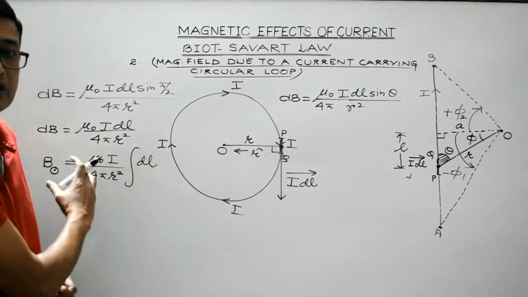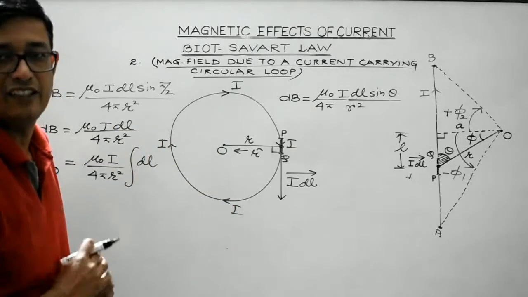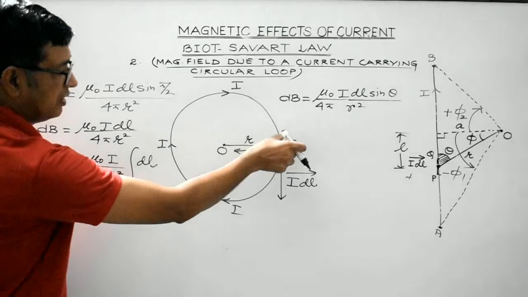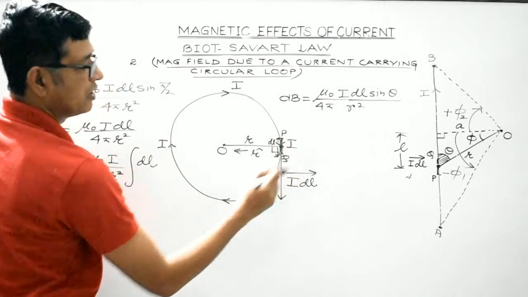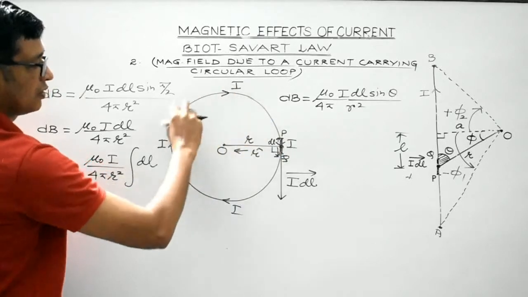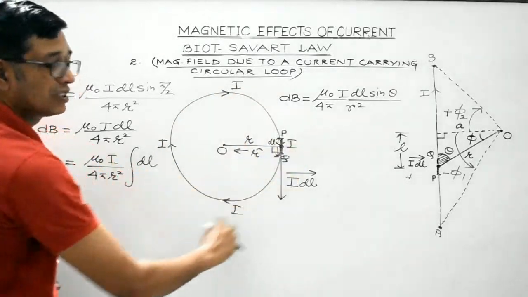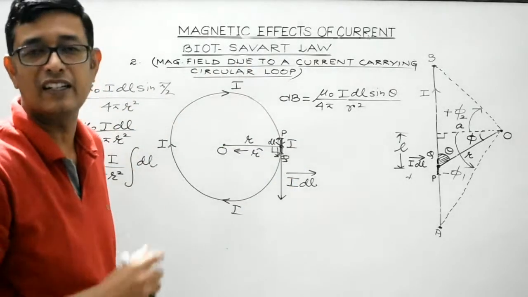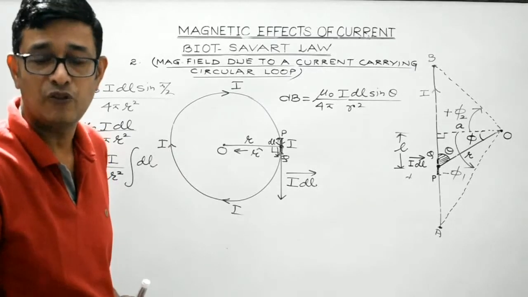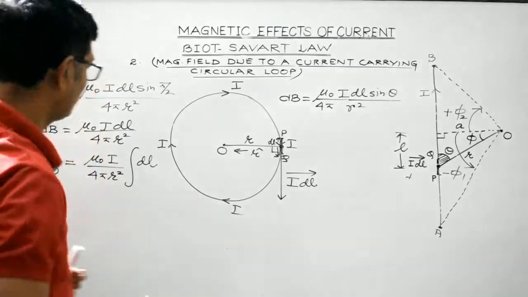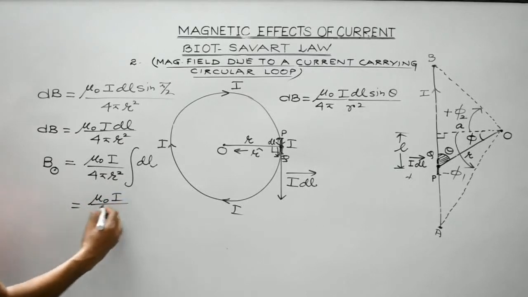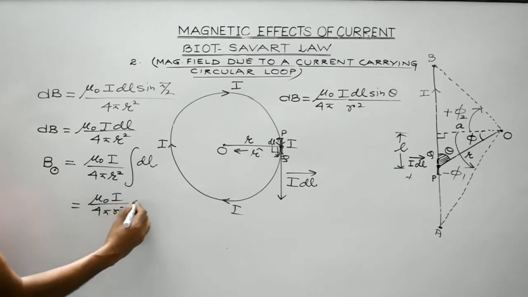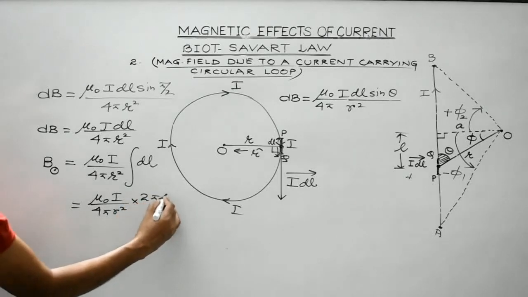Rest all the terms are constant, so it has been taken outside the integration. Now integration of dl. This is small elementary portion dl. This one is small elementary portion dl. If we combine these small elementary portions, that will give us the entire length of the current carrying loop, and that will be obviously equal to 2 pi r, isn't it? So what we get is mu naught I divided by 4 pi r square multiplied by 2 pi r.